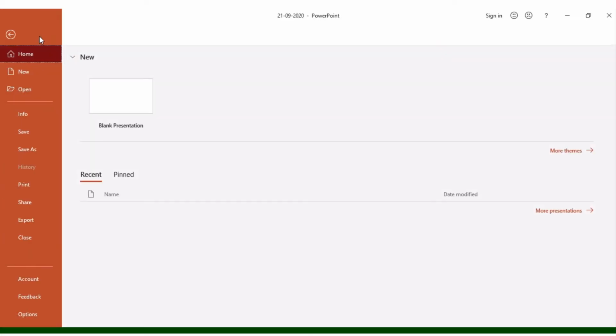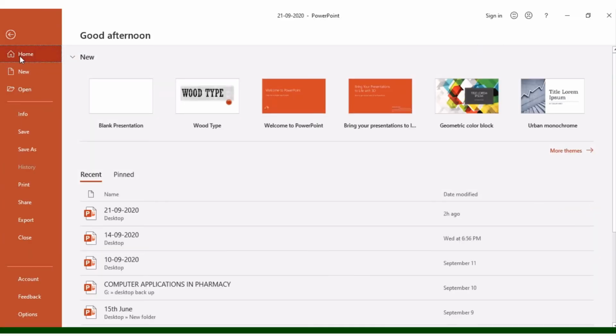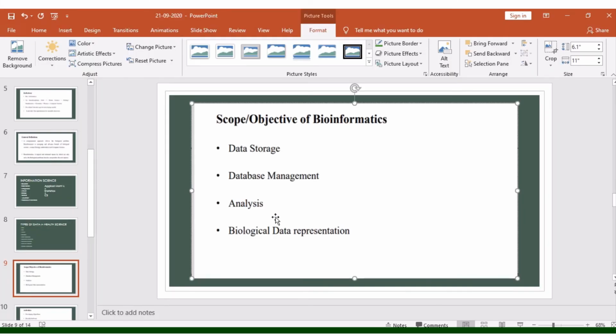You are collecting the data, and you want to represent it with biological data representation, the presentation that you are giving to the biological thing. I will give you a simple example. If you are going for a scan, the scan report will be generated. That is a biological data representation. Whatever report you get is a representation of the biological data. So these four parts play the major role, and they are the scope of bioinformatics.